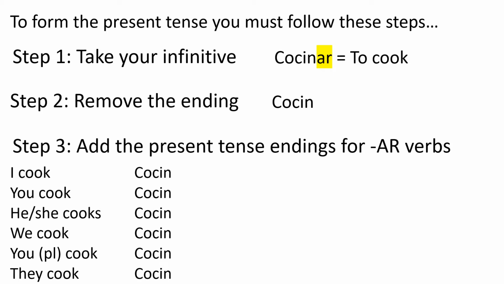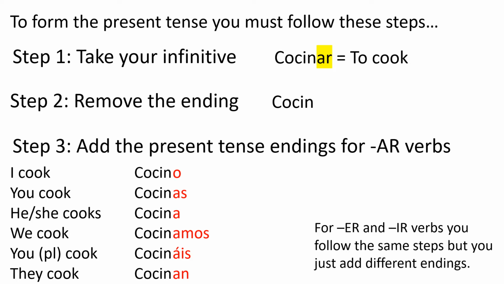So for I cook, we're left with cocin, and to say I cook, we add the letter O to the end. I cook is cocino. You cook, we add the letters AS, which is cocinas. And for he or she cooks, we add the letter A, cocina. For we cook, we add the letters AMOS. So we cook is cocinamos. For you plural cook or you all cook, we add AIS, cocináis, making sure that we know our accent is on the A. And for they cook, we add the letters AN, which is cocinan.